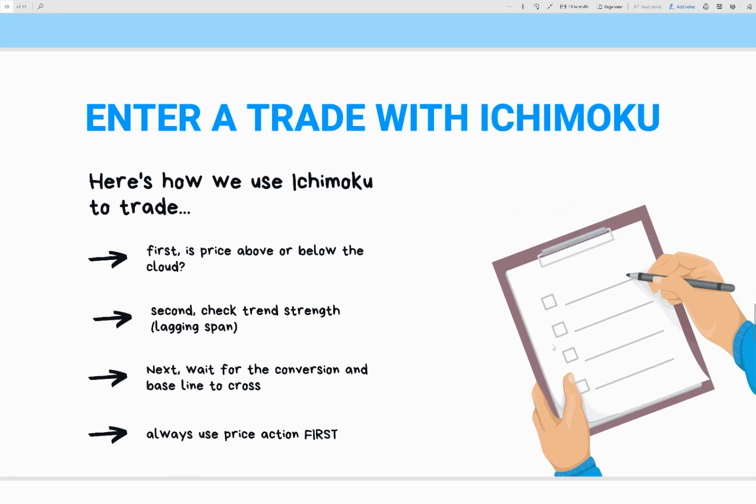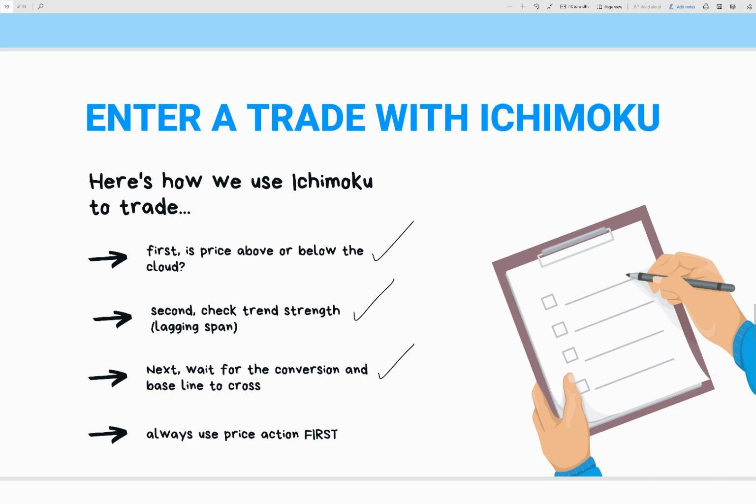Now let's get into what you're really here to learn about, and it's entering a trade with Ichimoku. And guys, it's very, very simple once we get into it. So here's how we do it. First, you're going to look at, is price above or below the cloud? Really simple, right? Second, we're going to check our trend strength, which we should be doing anyway. Next, wait for the conversion and the baseline to cross. That's your signal to enter.